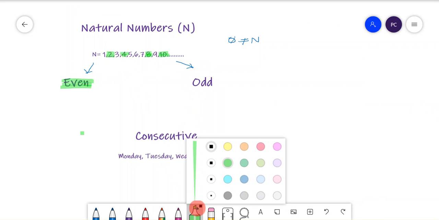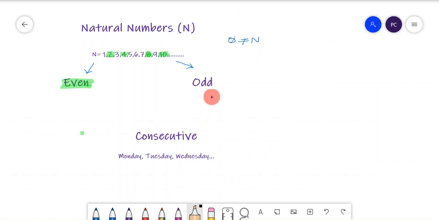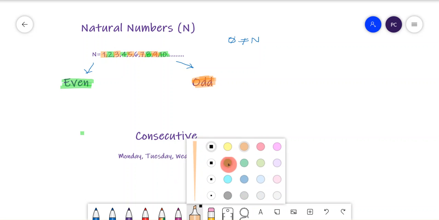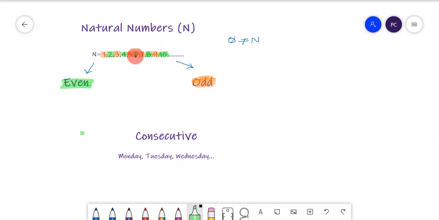Now, if we look at odd natural numbers, and let's just change our color here. If we take the odd natural numbers, for example, the number 1, the number 3, the number 5, the number 7, and the number 9, these are all what are known as odd natural numbers. What does that mean? It means that if you take any of these numbers and try to divide them by 2, they will not divide in evenly.